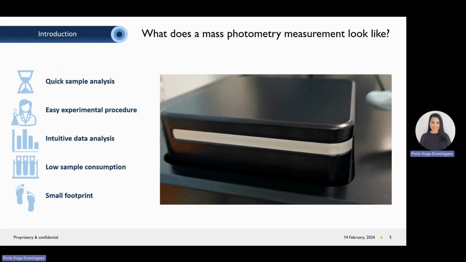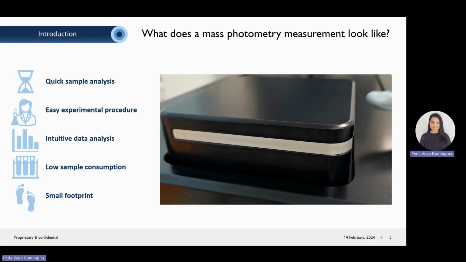Overall, operating a mass photometer is very straightforward, and the data that mass photometry produces is also very easy to interpret. Here, I'm going to show you how typical mass photometry measurements look. So we start seeing the lid of the instrument, then we see the objective. On top of the objective, we see the glass sample carrier slide onto which the user is going to pipette some microliters of the sample. And that's going to happen now.